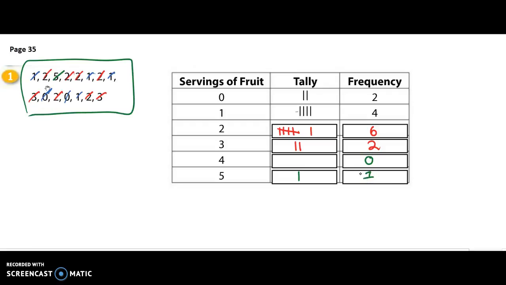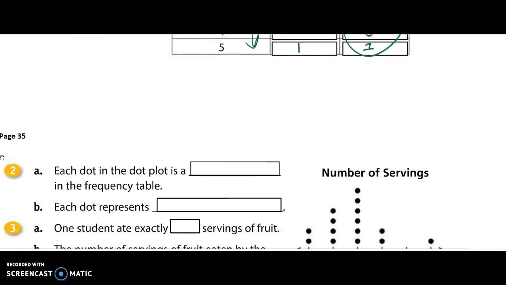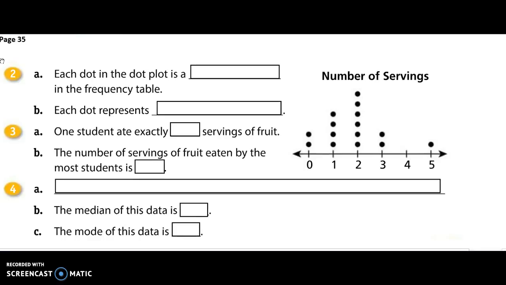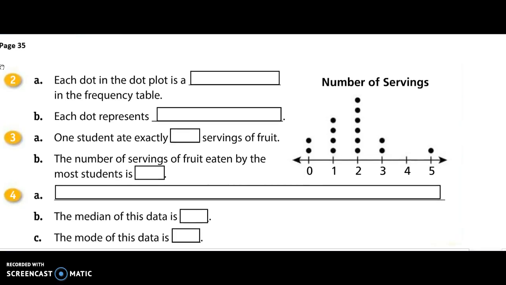So what this does for us is instead of having to search through this mess of data, it has organized it for us from least to greatest and how often it happens. But there's other ways to do this. Recently, we've looked at stem and leaf plots, and that was a different but also easy way to organize data. And today we're going to get into the dot plot. So we're still on page 35, looking at numbers 2, 3, and 4.